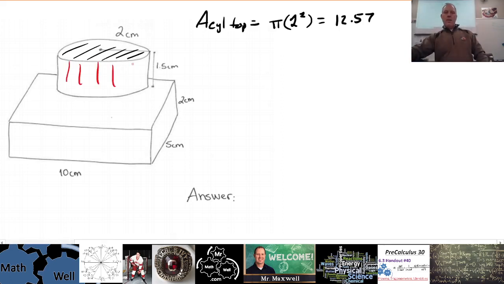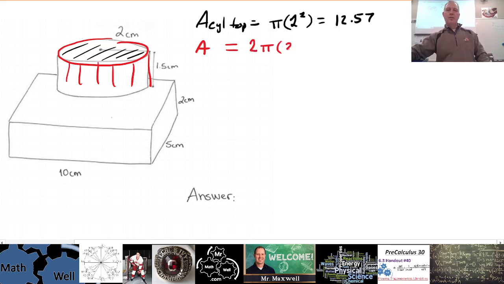Let's take a look at the wraparound part here of the cylinder. The area of the wraparound part is the circumference of the circle times the height. So that is 2 pi r times h, 2 pi r h. Very important for you to remember that. So 2 times pi times the radius, which is 2.